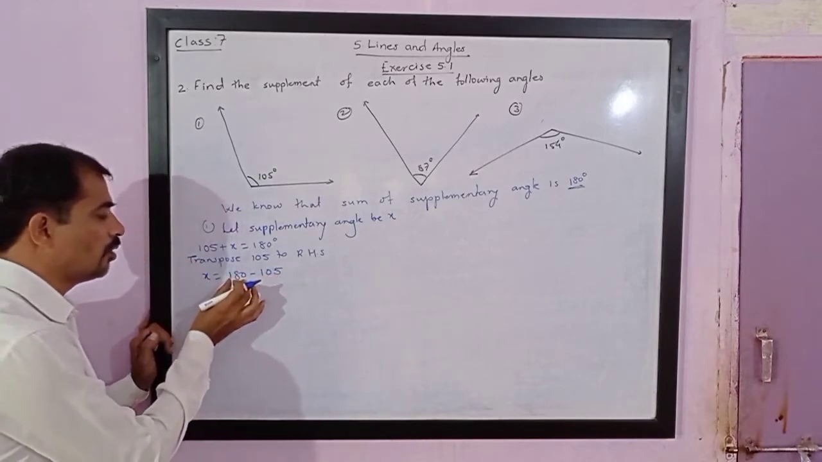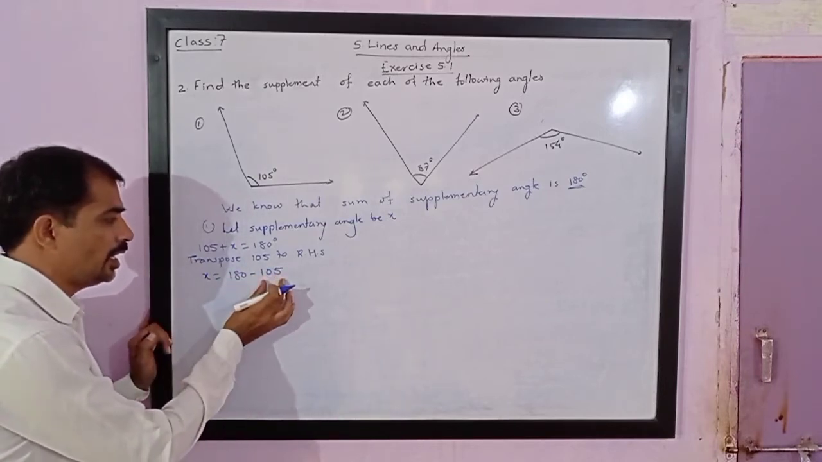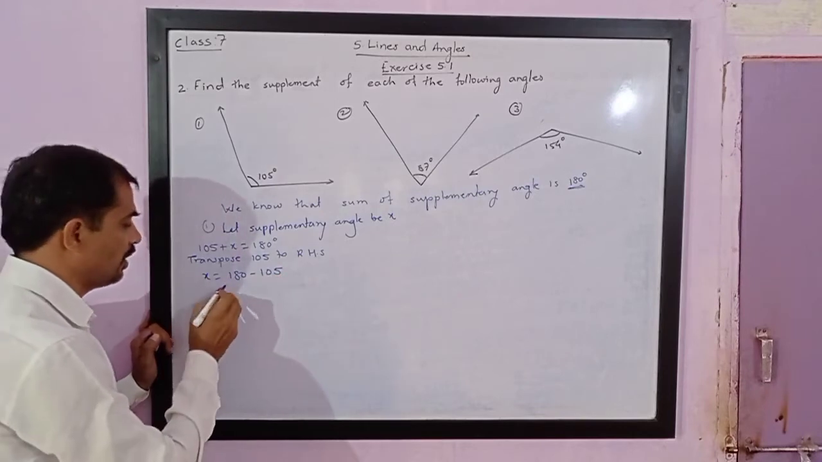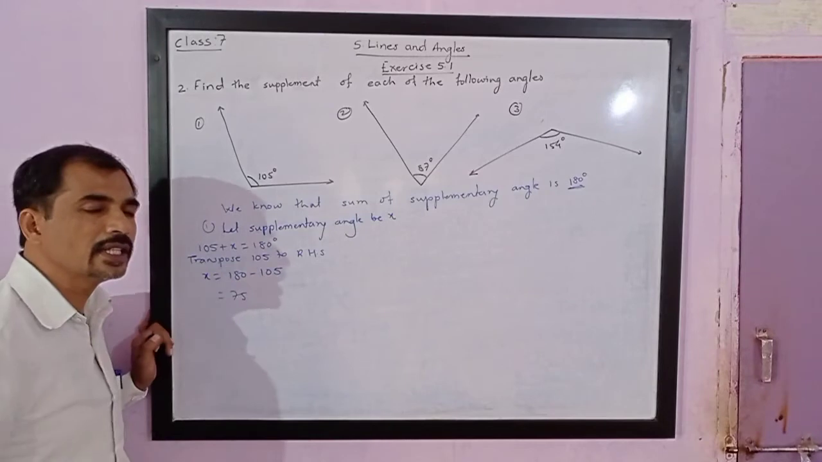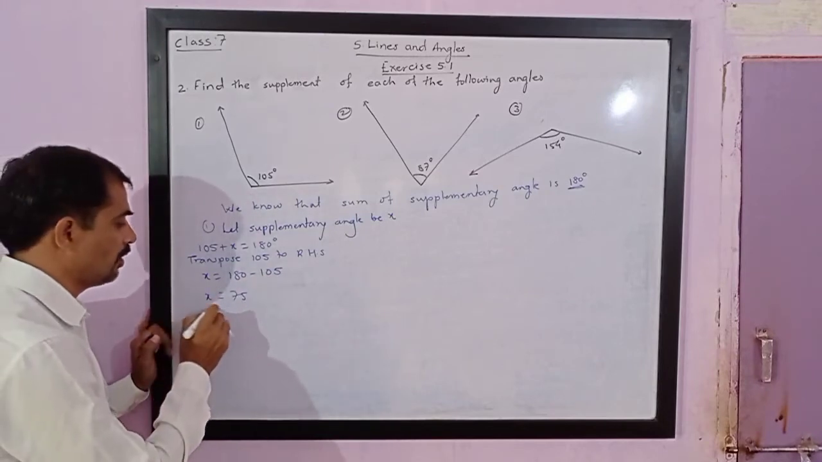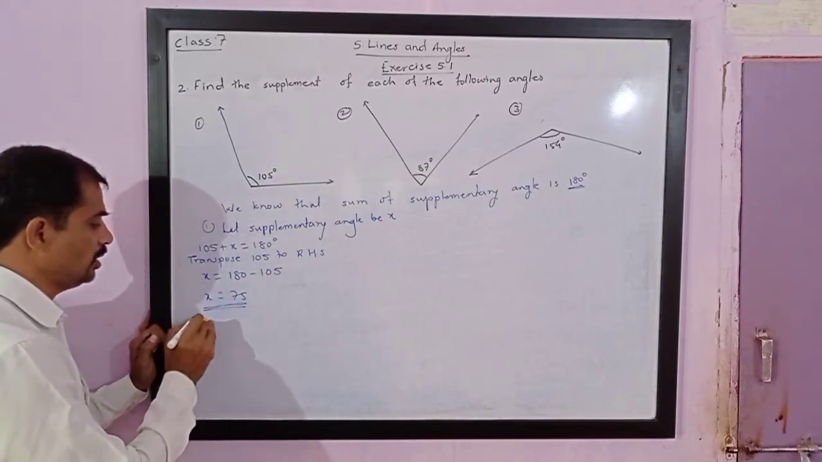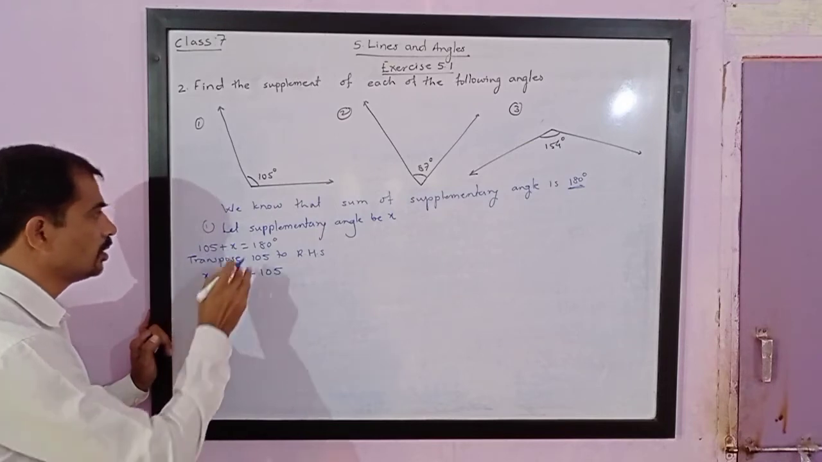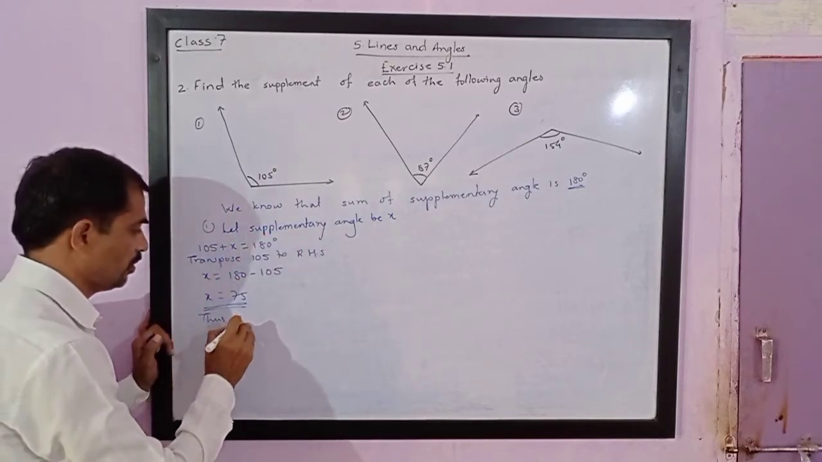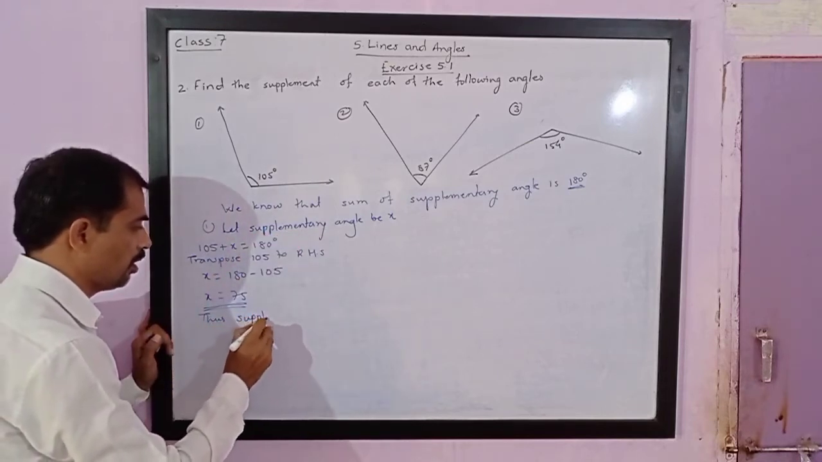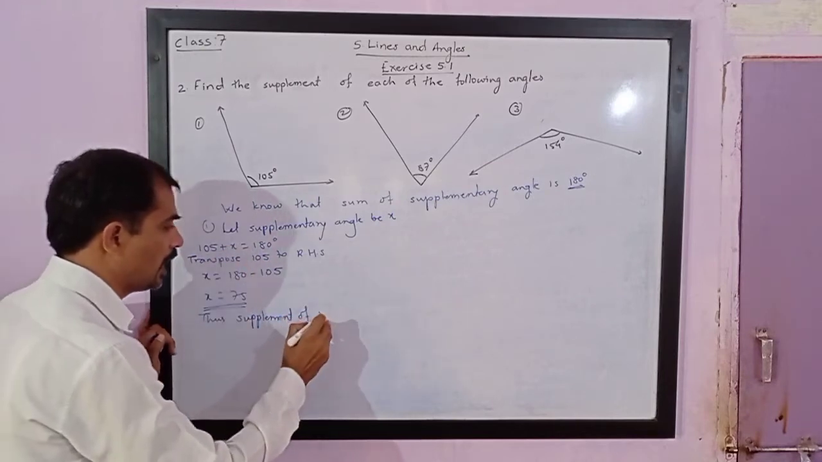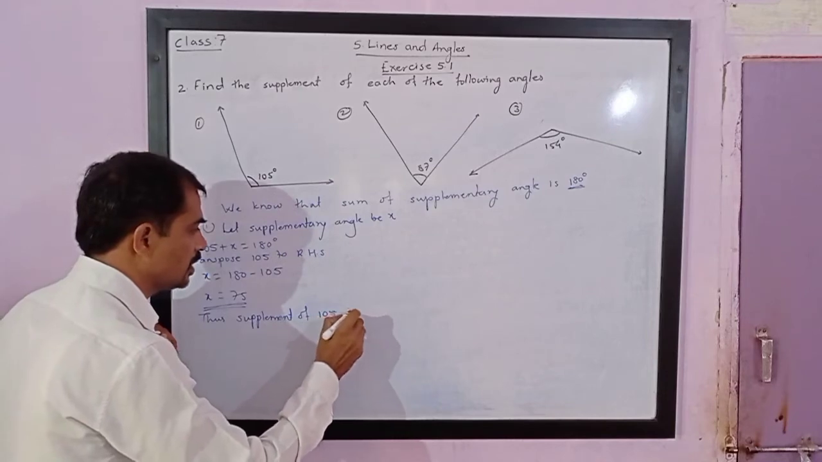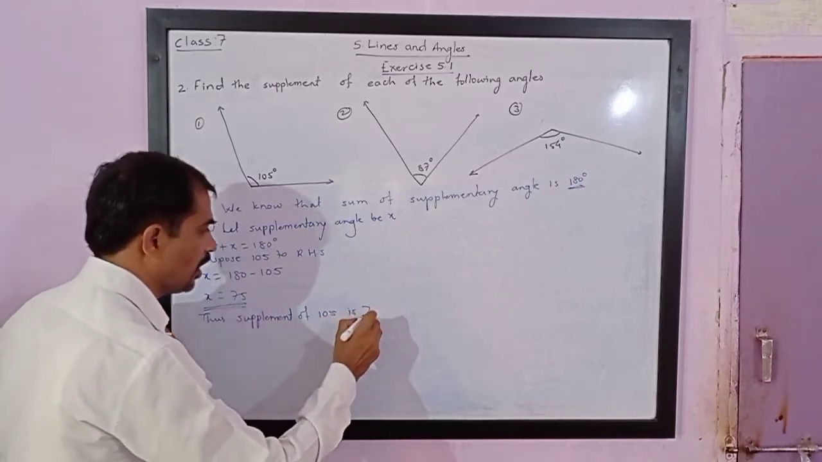So 180 minus 100 is 80, minus 5 is 75. It means this is 75. Subtraction you can do the way you find easier. So x is equal to 75 degrees. Thus we have got the supplement of 105 is 75 degrees.